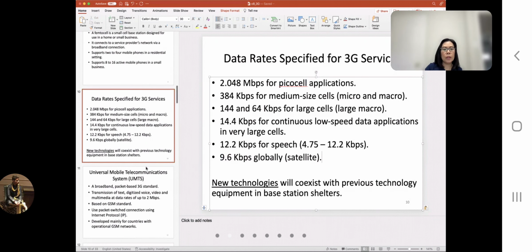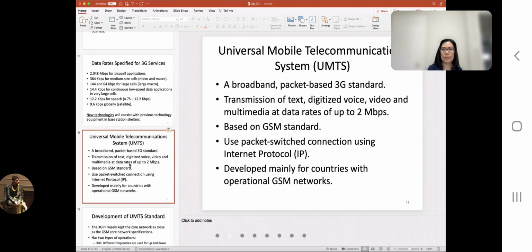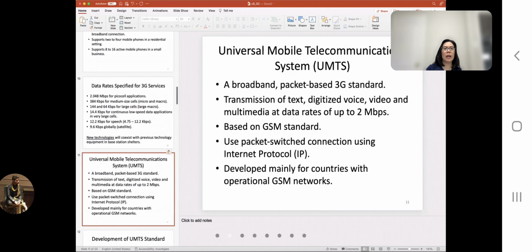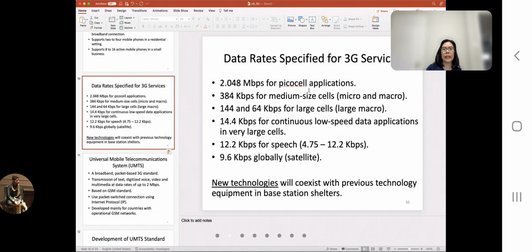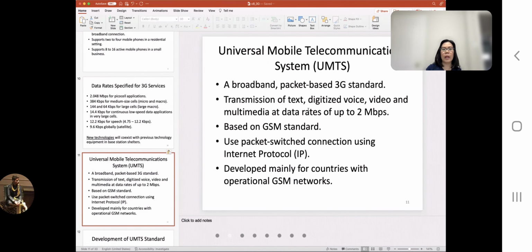All right, so now we'll go into UMTS. UMTS is a standard for 3G networks. It's a broadband and packet-based 3G standard. It allows transmission of text, voice, video, multimedia at data rates of up to 2 megabits per second, right? So we've seen this here, the data rate up to 2 megabits per second for picocell application.